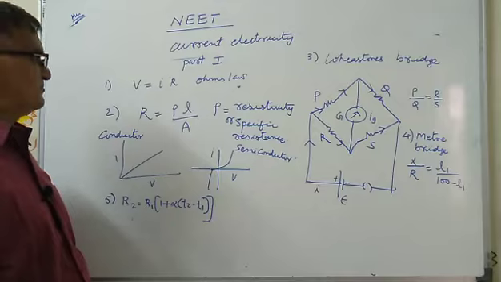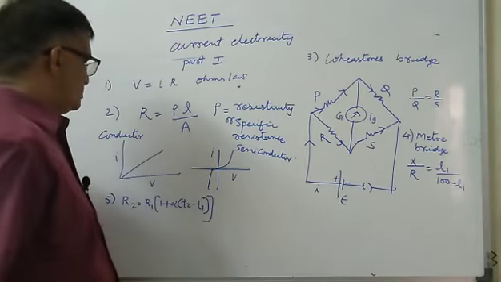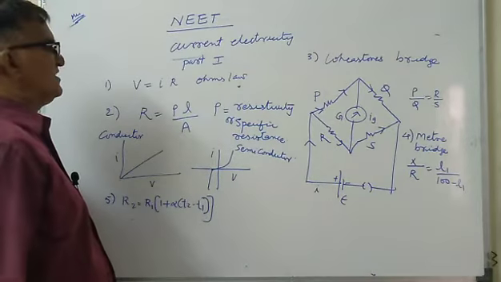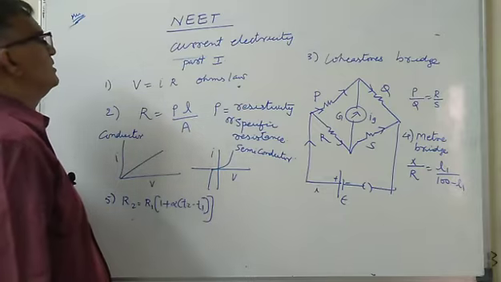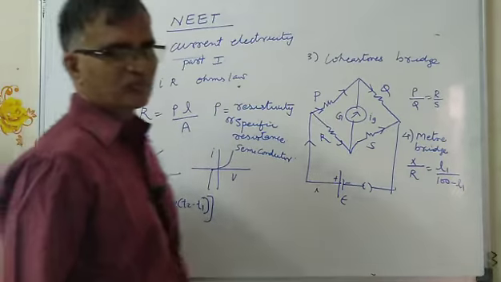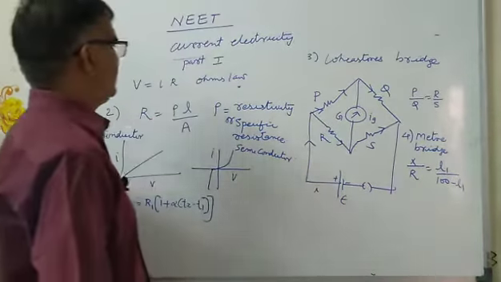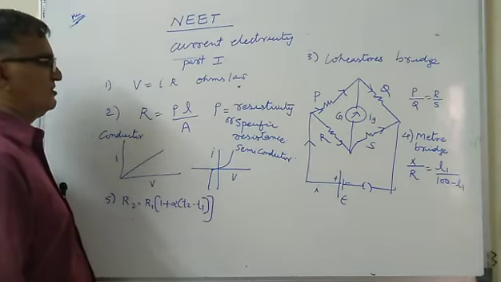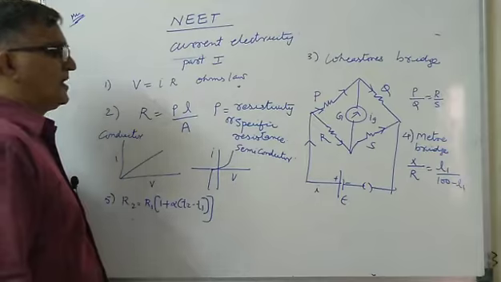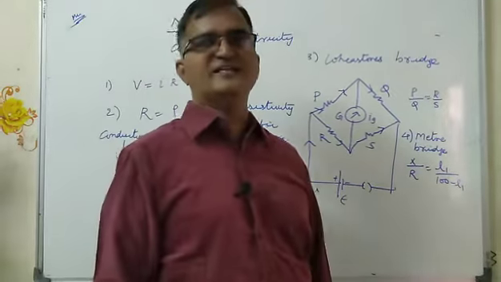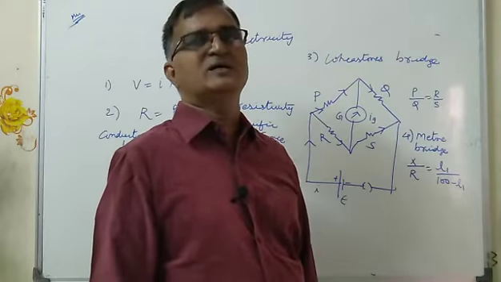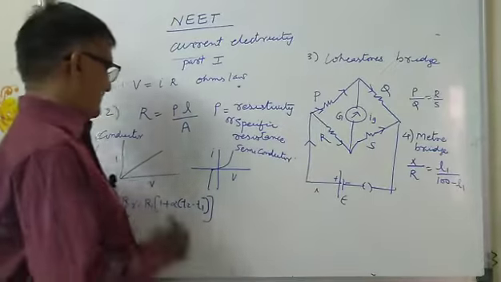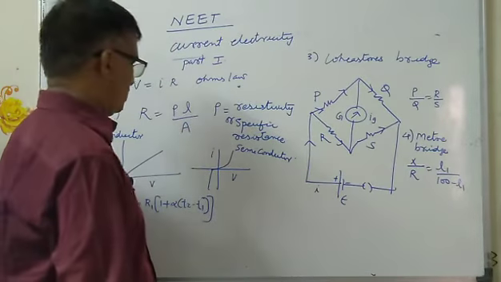Now V is equal to IR is a formula. It is not a fundamental law; it is mathematically verifying. Now, to apply Ohm's law, one more condition is that the graph drawn between V and I must be a straight line passing through the origin.